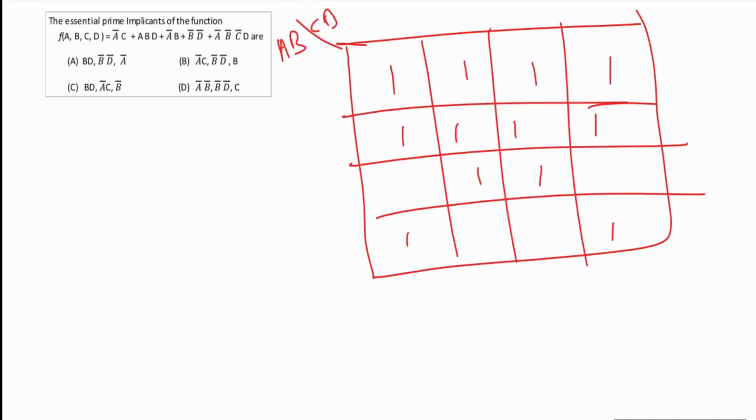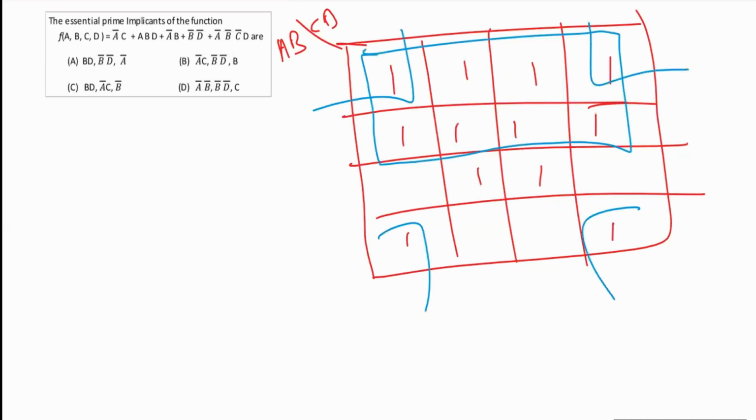For this, you just need to pair. So you can pair up these 8 values, these 4 values, and these 4 values. Okay. So if you write for this corner pairing, you will get an expression which is B bar D bar.